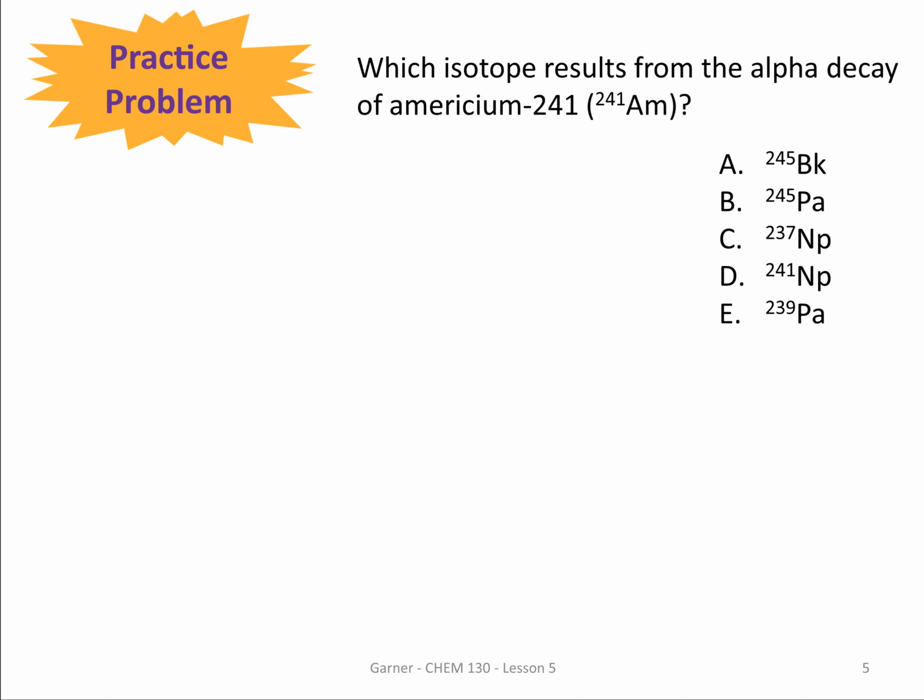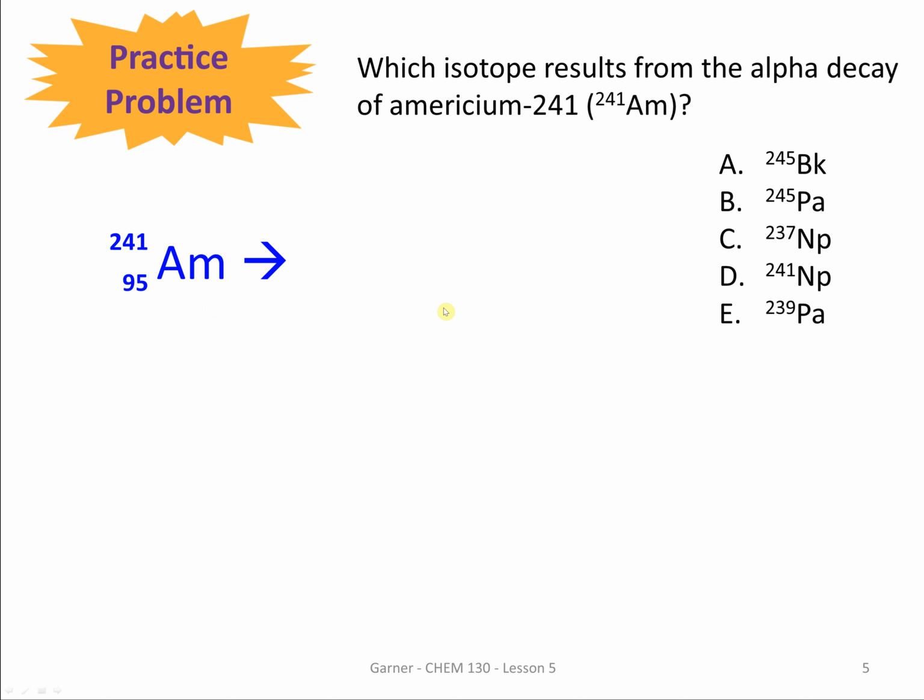All right, in this problem, it's asking us which isotope would result from the alpha decay of americium-241. Just like on that last problem, I would start out by writing your nuclear symbol for americium-241. And again, it's helpful to look at the periodic table and see what the atomic number of americium is. If you do this, you'll see that it has an atomic number of 95. So I'll put in that atomic number here of 95.